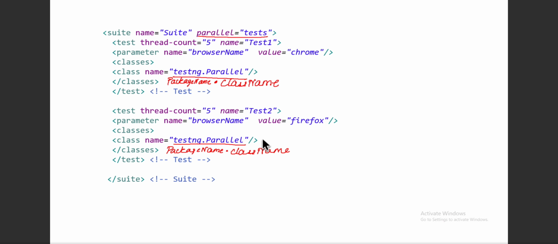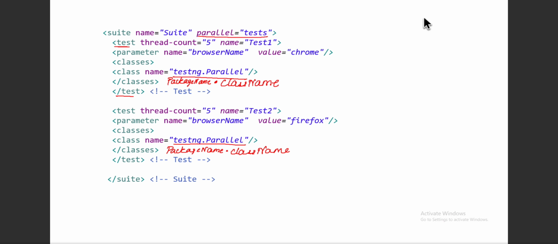Okay, ma'am, can we give any name instead of test? You should give test only, because this indicates a test block. The name you can give anything. Instead of test 1, test 2, test 3, you can give any name here. But there you should write test only, because this tag is a test block.